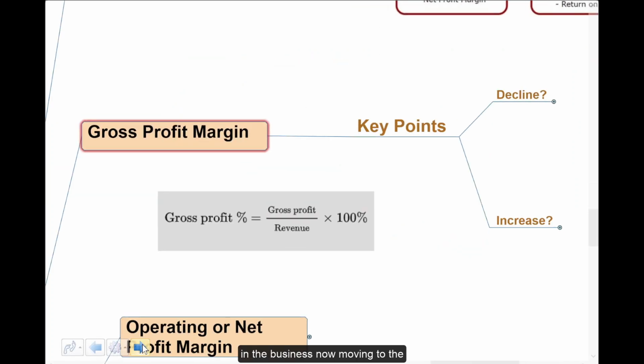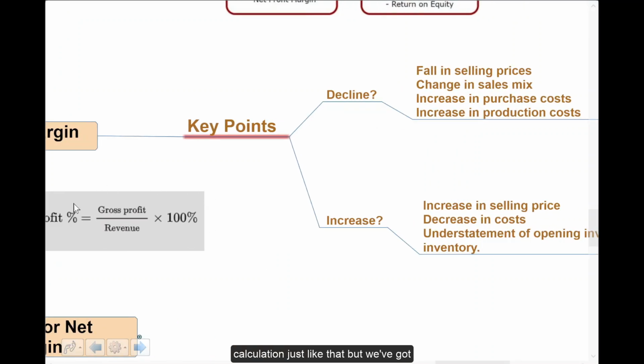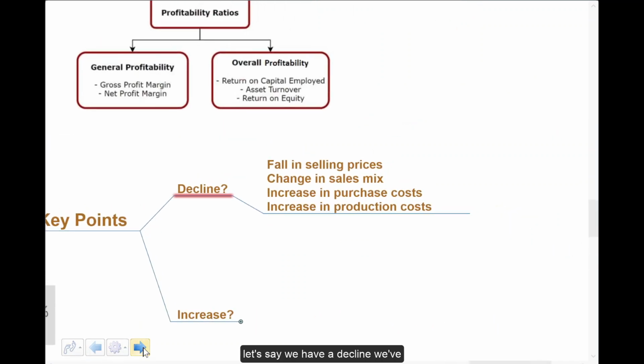Now, moving to the calculations, gross profit margin, as I've just mentioned, pretty simple. Gross profit divided by revenue times 100%. Not difficult to do. Now, unfortunately in the FA exam OT questions, it's unlikely that we'll get marks or full marks just for doing a calculation just like that. But we've got to know the formula. What do we think about comparisons in this area? So let's say we have a decline. We've calculated the ratio and then year on year we look and there's a decline.